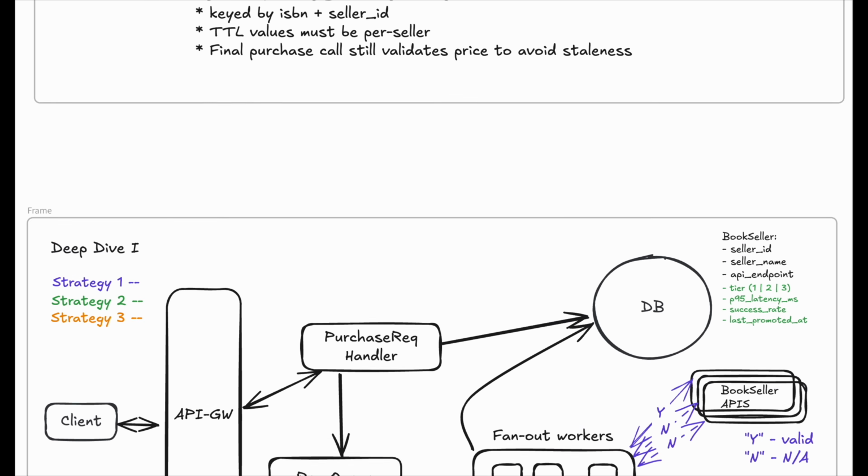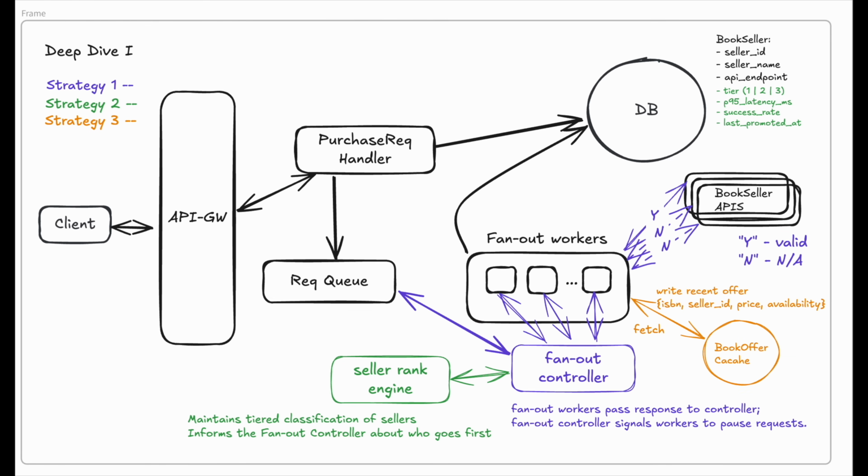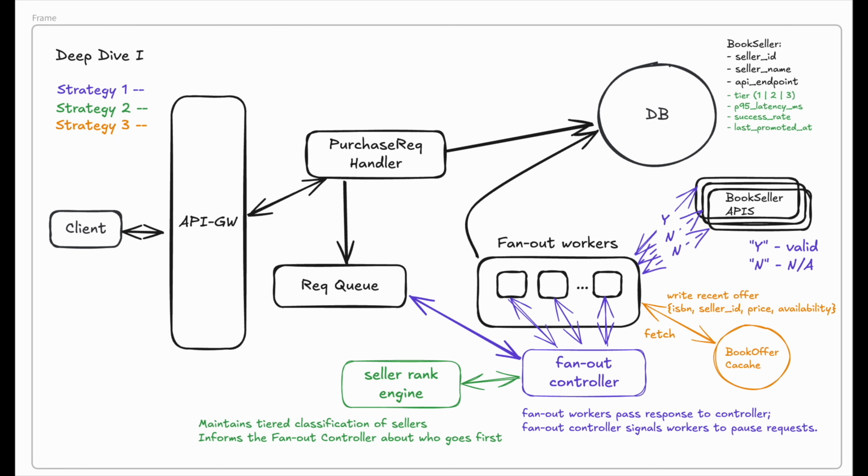Now let's walk through the changes added in this deep dive 1 diagram to improve our final efficiency. First, in purple color, we've implemented strategy 1, exit early. Find-out workers now pass seller responses to a centralized find-out controller. As soon as a valid offer is found, meaning the price is under the user's max, the controller immediately signals other workers to pause or skip remaining requests. This avoids unnecessary calls and reduces latency.